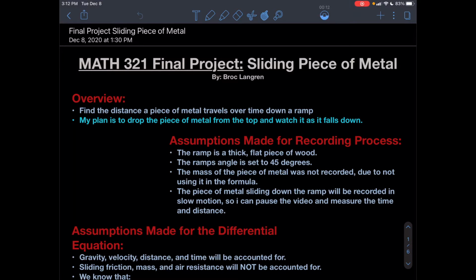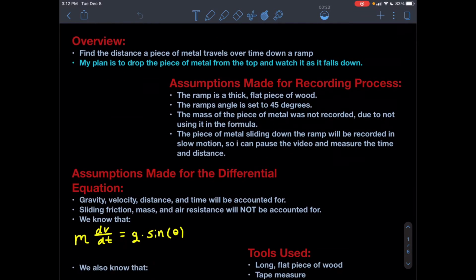As an overview, I want to find the distance a piece of metal travels over time down a ramp. My plan is to drop the piece of metal from the top and watch as it falls down. The assumptions made for the recording process is the ramp is a thick, flat piece of wood. The ramp's angle is set to 45 degrees.